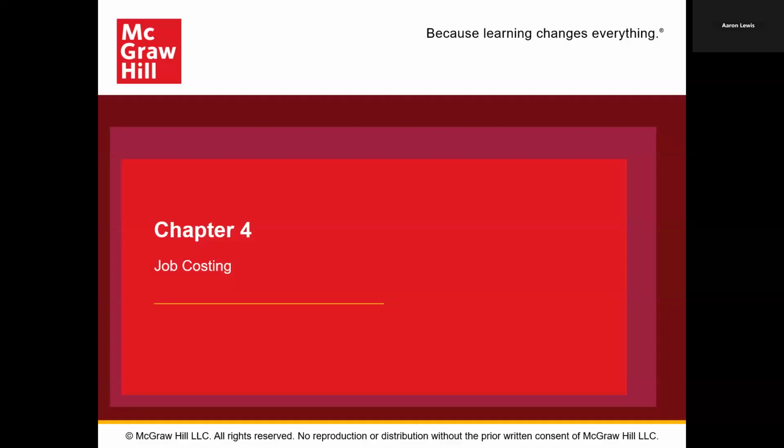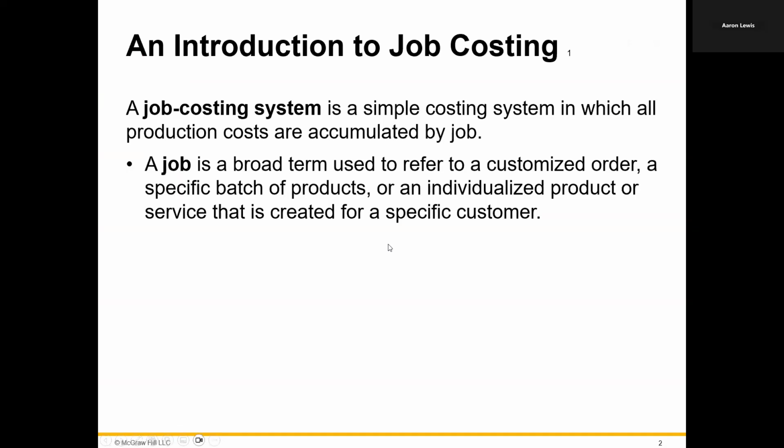In this chapter, we're going to be covering job order costing. And while the name might be a little misleading, job order costing by itself doesn't just include custom order jobs of one unique batch. It's used for any type of system where things can be separated from one another.